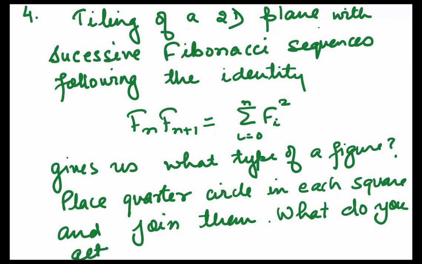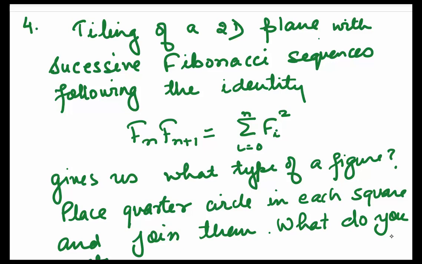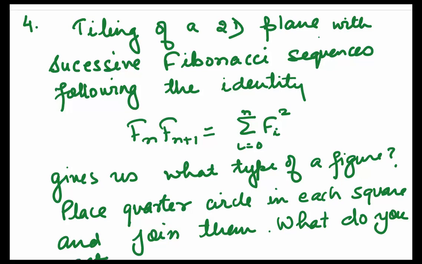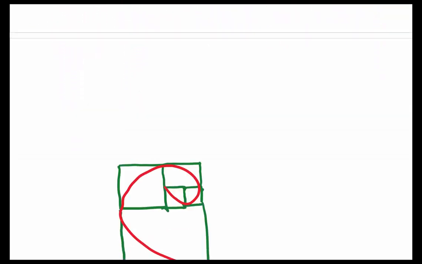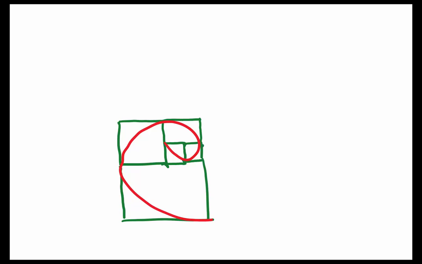To the fourth puzzle. Tiling of a 2D plane with successive Fibonacci squares, following the identity f of n plus 1 is equal to summation i is equal to 0 to n fi square, gives us what type of a figure? Place quarter circles in each square and join them. What do you get? So see, you would be getting, first of all, a golden rectangle which will satisfy the above identity.